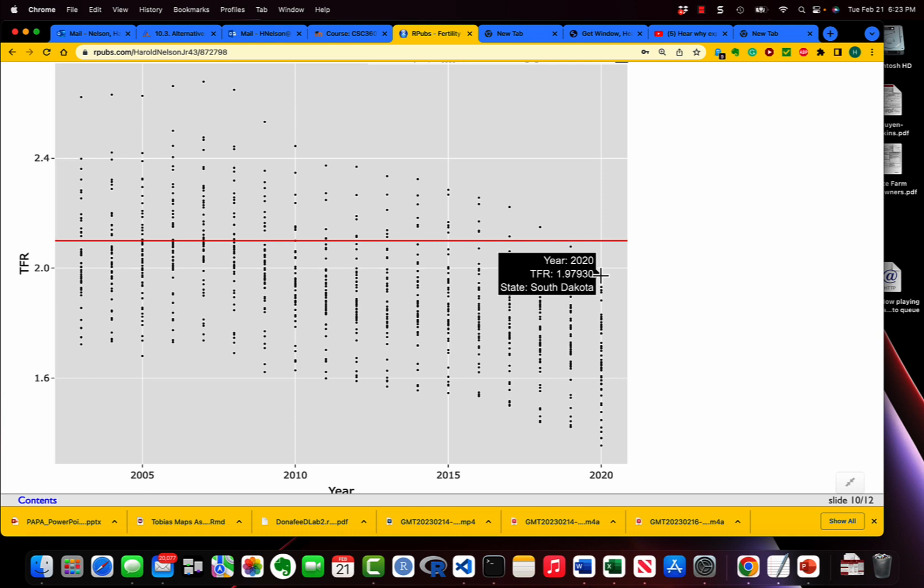The highest is South Dakota with a 1.97, then Nebraska, Utah, and Alaska. And bringing up the rear, you have Vermont with a total fertility rate of 1.35. Wow, that's low. Oregon, 1.38. New Hampshire, Rhode Island. A lot of states in the Northeast have very low total fertility.